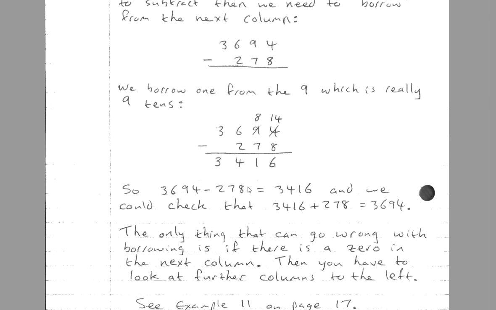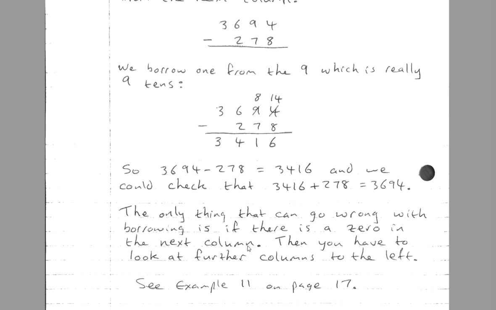So we've done this calculation. And again, we could check that we did that correctly. If you add the 278 back onto 3416, you should get the original number. So that's a good way to check you got the right answer. Okay, so that's borrowing.